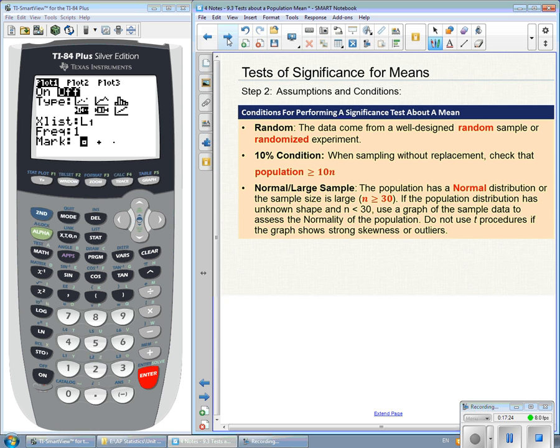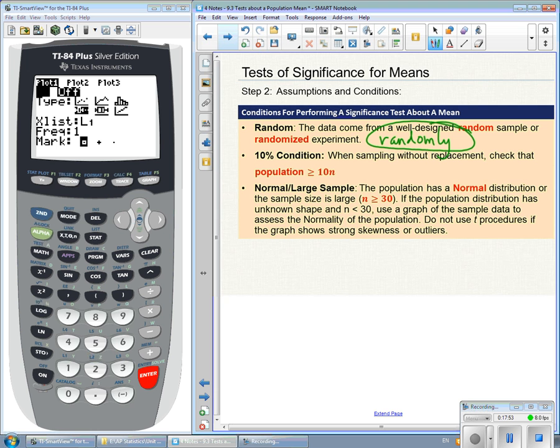Okay, assumptions and conditions. So remember, with a mean, it's a little bit different than it was for the proportion. We still need to have randomly selected data, whether we're doing a sample or we're doing a controlled experiment. Our data has to come from random. There has to be some randomness in our data collection method. If there's any kind of bias, then we really don't want to continue with inference.